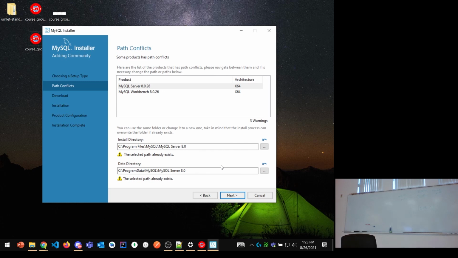Okay, that's fine. We'll just need to install Workbench separately. Go back to, yeah, you're on developer default. Okay, that's fine. Warning. Okay, so hit execute. That's probably why.